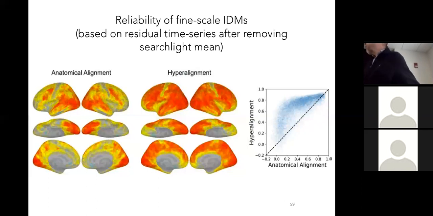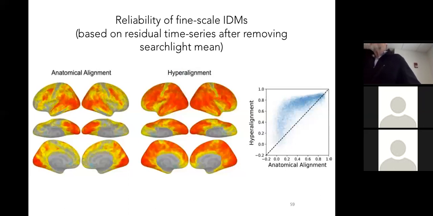And this scatter plot shows that the reliabilities for the hyperaligned data are consistently higher than the reliabilities for the anatomical alignment. So each dot is a searchlight. You can see almost all the dots are above the diagonal.